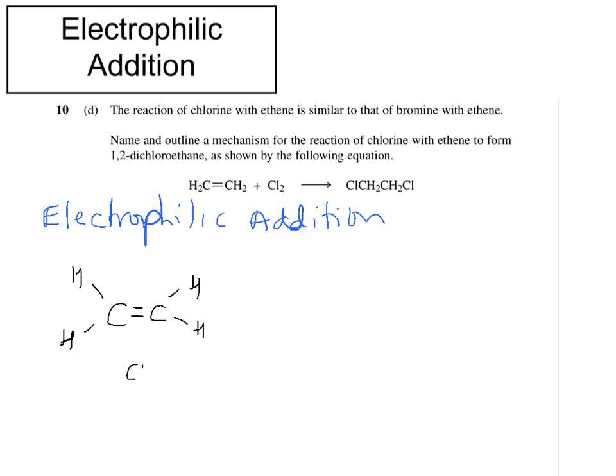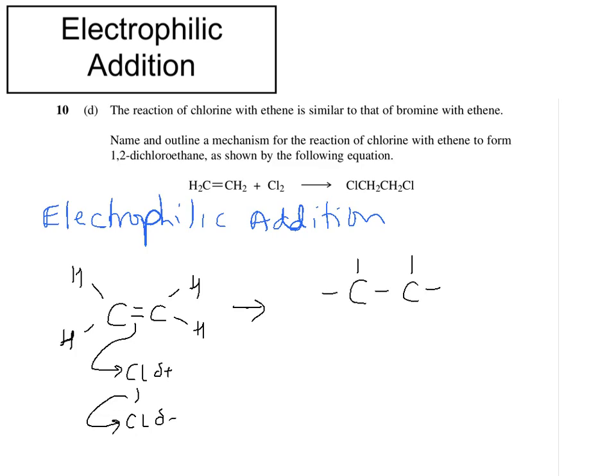And then you're using chlorine rather than bromine. The chlorine has a dipole. It's induced, like it is in bromine, by this double bond. And then the double bond will come out and attack the top chlorine, and the bond will break in the chlorine, and the electrons from the bond will go to the bottom chlorine. That will then make a carbocation.